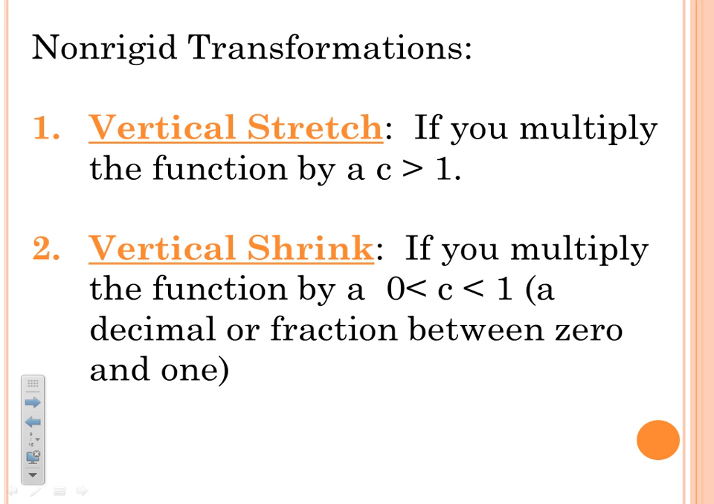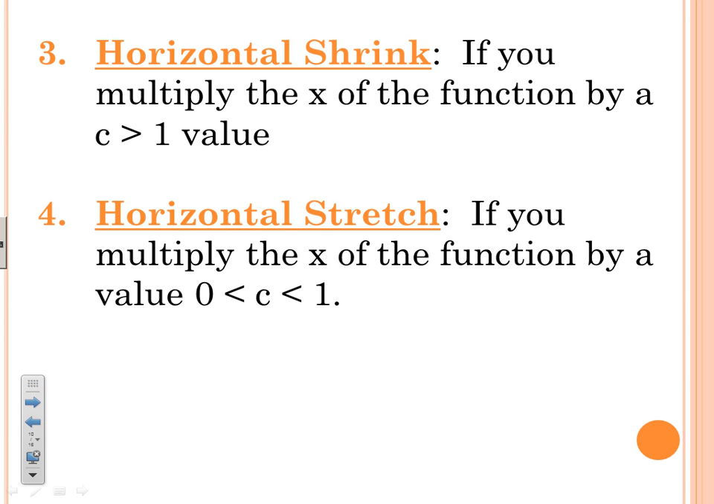Now, by stretching and shrinking, I think you can tell what's going to happen to the look of those graphs. So a vertical stretch happens if you multiply the parent function by something bigger than 1. If you're going to shrink it vertically, then you're going to multiply it by a fraction or a decimal between 0 and 1. Horizontal shrink is if you multiply the x part of the function by a constant bigger than 1. And a horizontal stretch is if you multiply the x of the function by a fraction or decimal between 0 and 1. Okay, so the horizontal and vertical shrinking and stretching kind of has the same concept behind them.